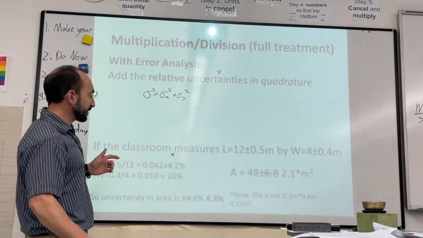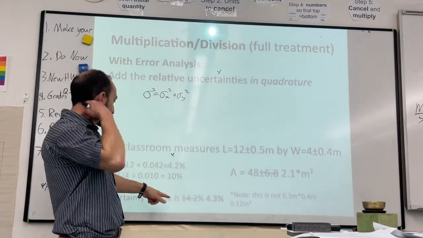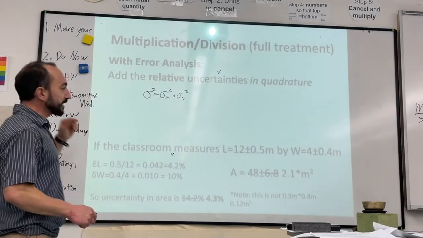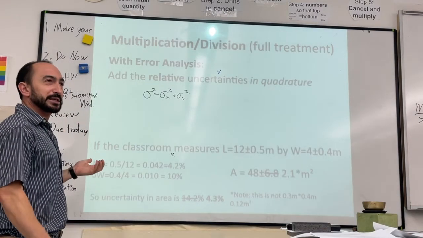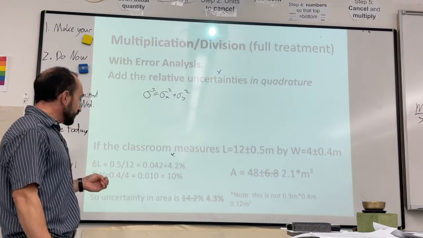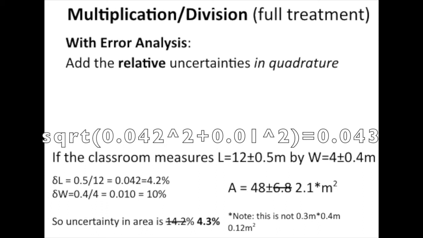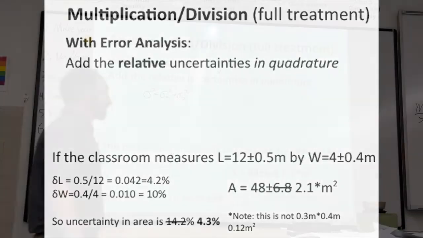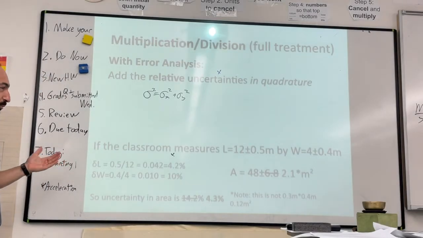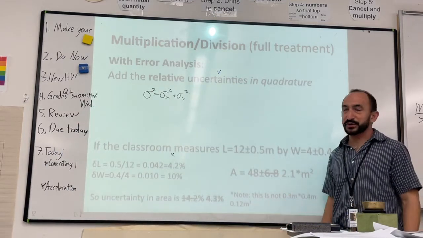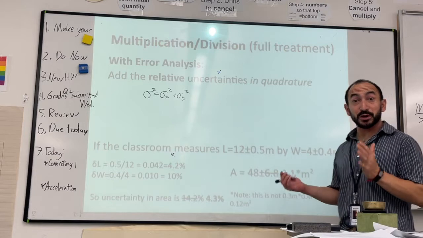So we originally said that the uncertainty in the area should wind up being 14%, because you just add together the relative uncertainties, and that gave you an uncertainty in the area of 6.8. If you add them together in quadrature, you actually get a tighter result. You get that the uncertainty is going to be 4.3%. So that's this 0.04 squared plus 0.1 squared square rooted. Only 4.3%, so the uncertainty in your area is actually only 2.1 instead of 6.8. Still bigger than what you would have guessed just by multiplying the uncertainties together, but it's a lot smaller than it would have been with this rough treatment we tried at first.